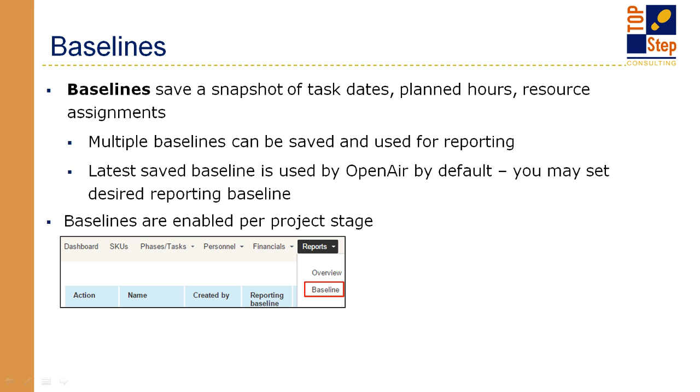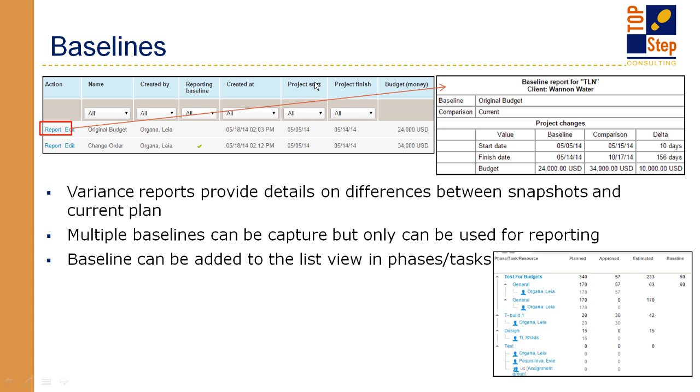The way to enable baselines is in your project stage, where there's a checkbox for baselines, so you can enable it within administration, project settings, and then in project stages. So, for example, here I have two baselines, and I did a report to compare these baselines. Basically, what this is saying is, I had $24,000. My budget increased by a delta of $10,000. Obviously, this is a test project. I know that seems odd from a data standpoint.